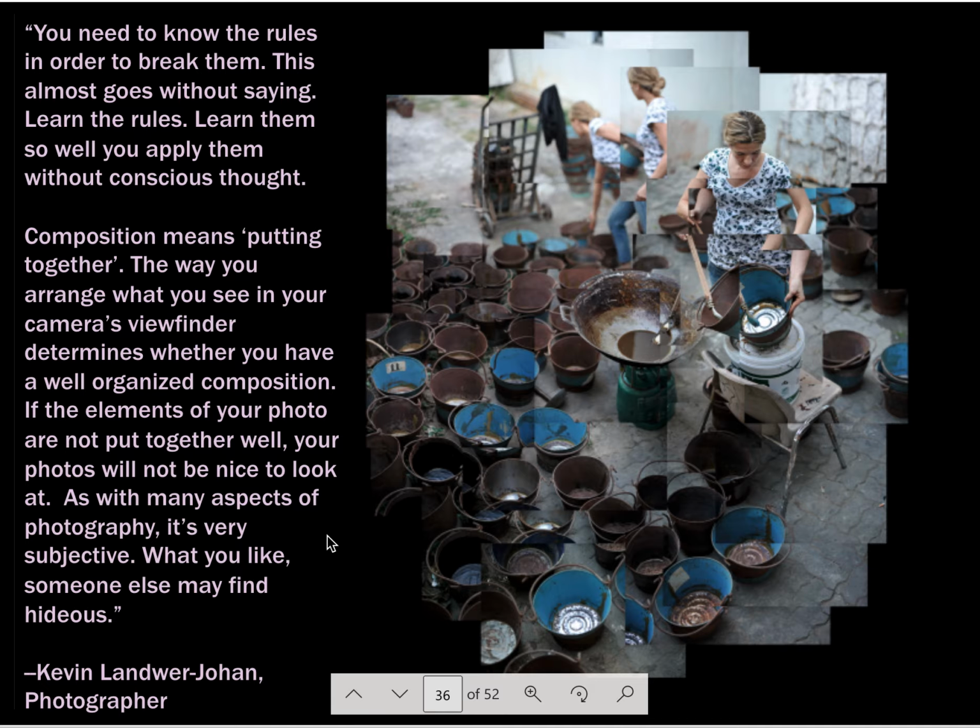Composition means putting together. The way you arrange what you see in your camera's viewfinder determines whether you have a well-organized composition. If the elements of your photo are not put together well, your photos will not be nice to look at. As with many aspects of photography, it's very subjective. What you like, someone else might find hideous. Okay? Do your thing. It's okay if other people don't like it, as long as you are creating good art. You follow the principles and elements of design, and you create good art, and your audience will find you.